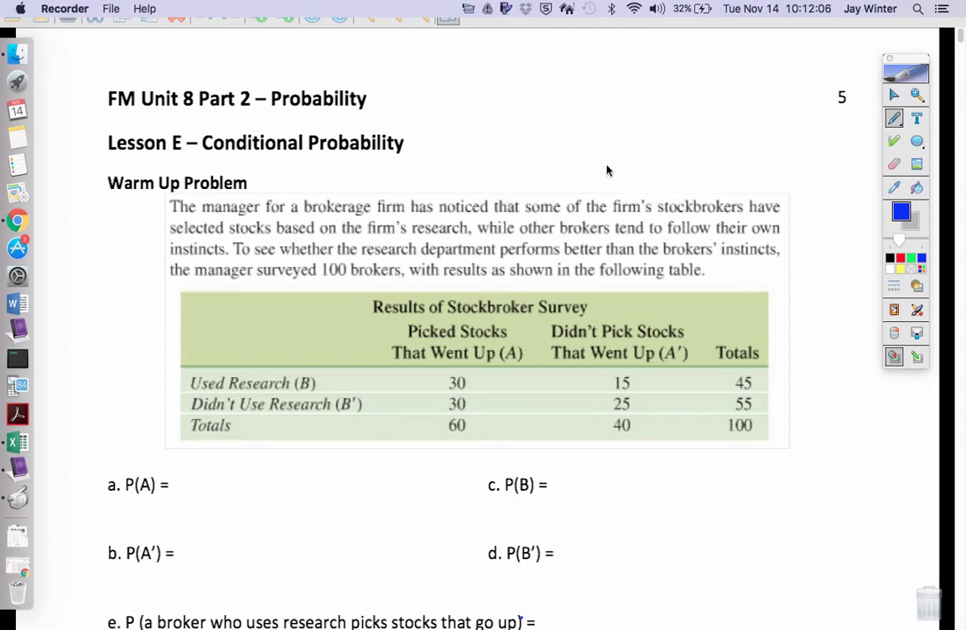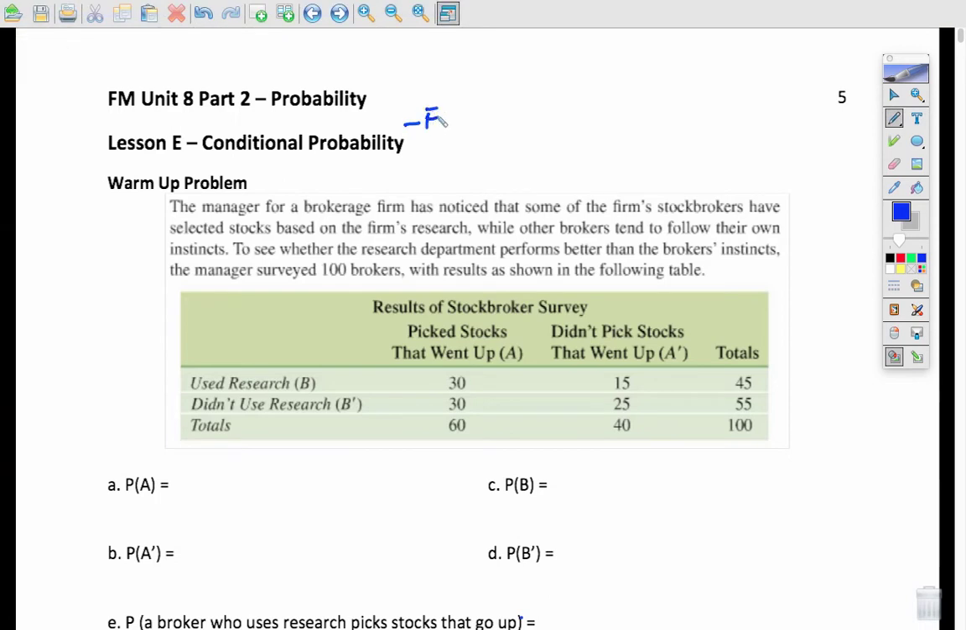All right, welcome back, and we're on conditional probability, lesson 8E, last lesson of our unit. And conditional probability asks us to find a probability when you already know something has happened.